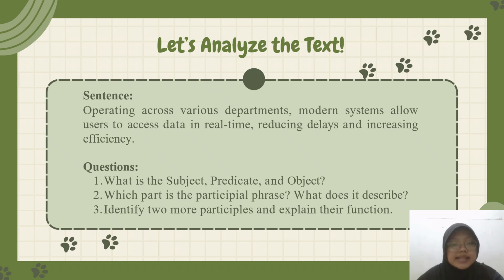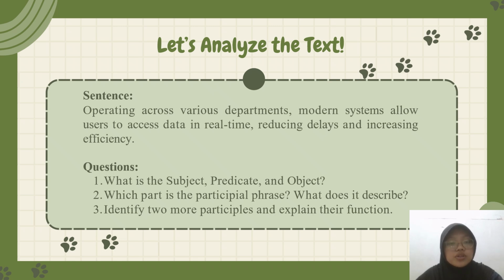In this sentence the subject is "modern systems." The predicate is "allow users to access data in real time, reducing delays and increasing efficiency." This is the entire part containing the main verb "allow" and its complements. Next, the objects are "users," who are allowed, and "data," what the users access.